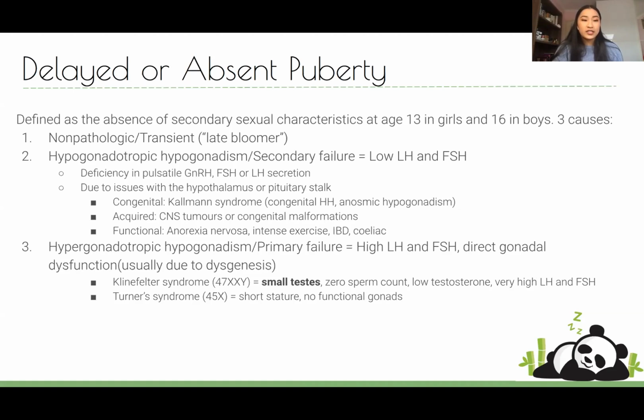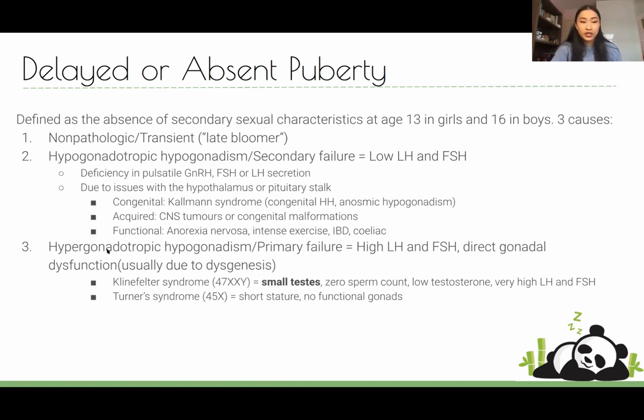The first is if it's non-pathologic or transient. So they are just a late bloomer. There is no actual issue happening. The others are divided into hypogonadotropic and hypergonadotropic. And you can think of it as primary failure and secondary failure.